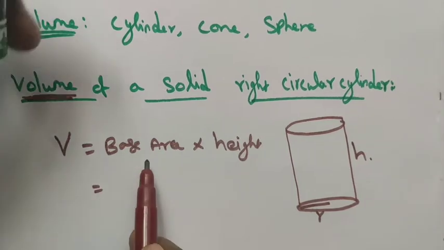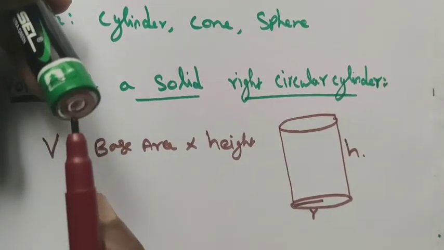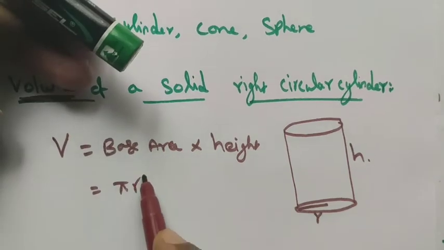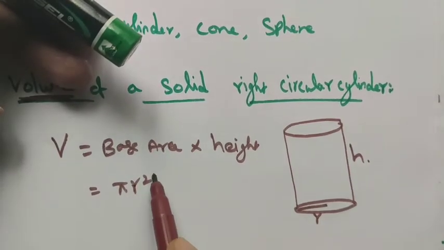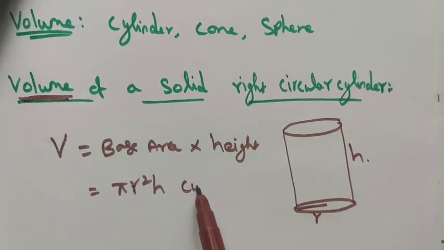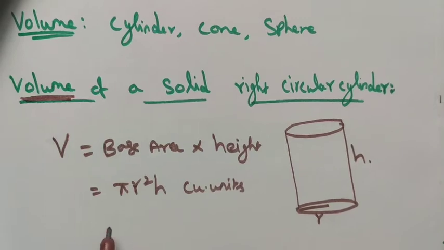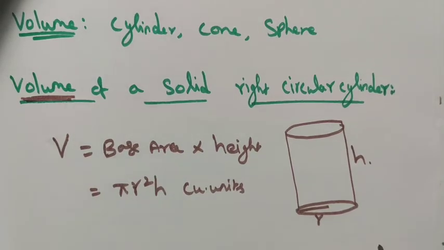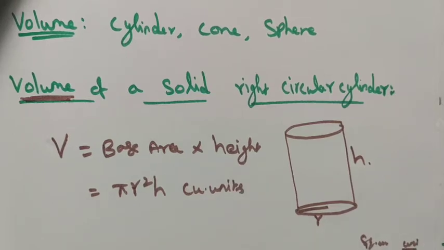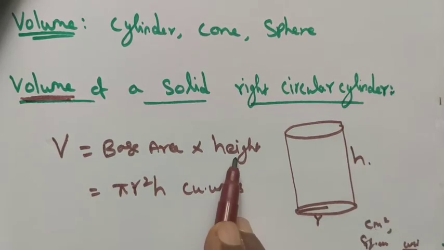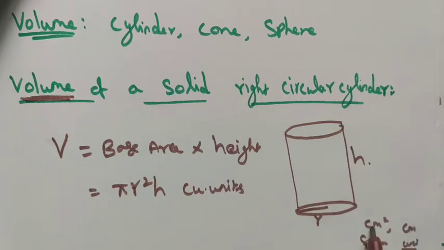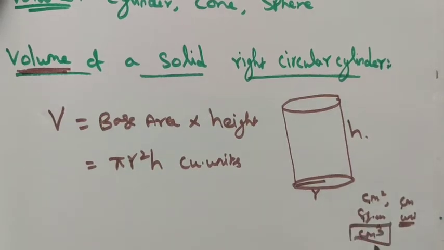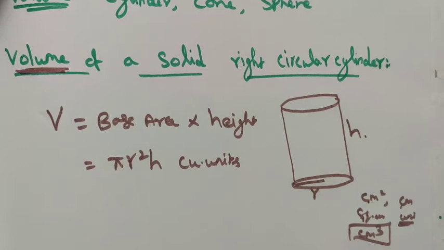Base area into height. Here the base is in the shape of a circle, so the area of the circle is pi r square and height is denoted by h. So V equals pi r square h cubic units. Here we are finding the volume. Base area has square units, and height also has units, so square units into units. Suppose it is centimeter, then the base area is centimeter square and the height is in centimeter. So centimeter square into centimeter is equal to centimeter cube, that is nothing but a cubic unit.